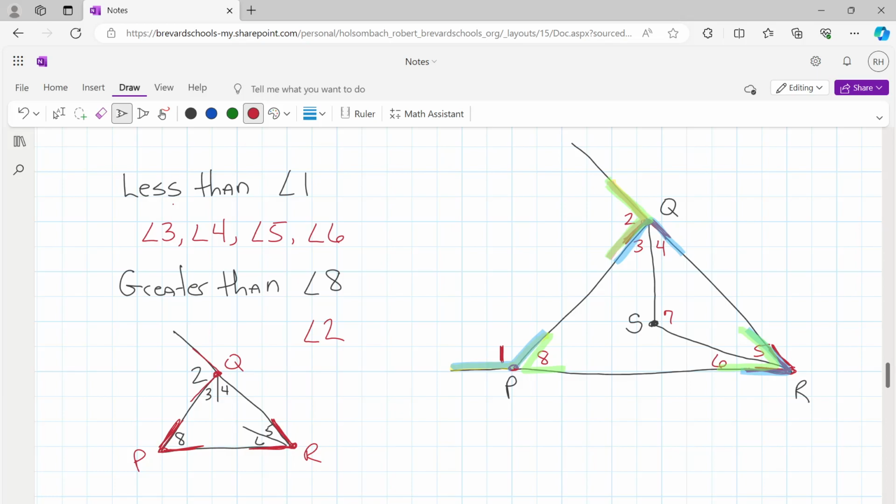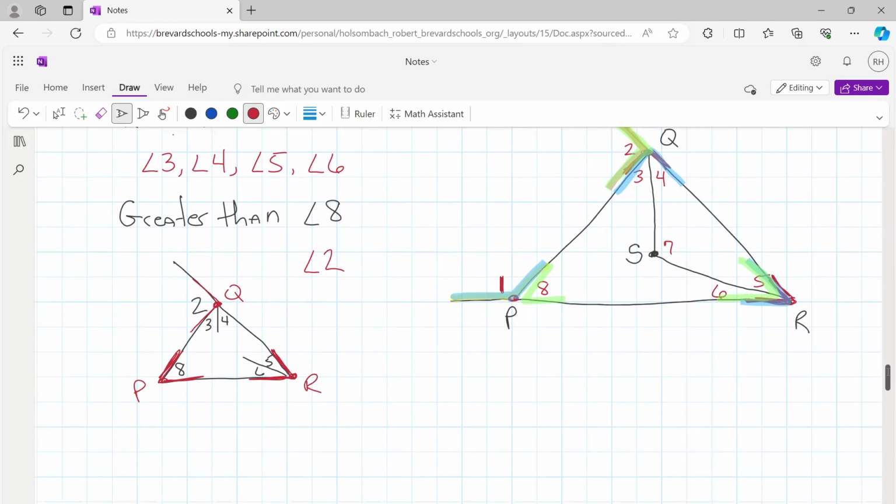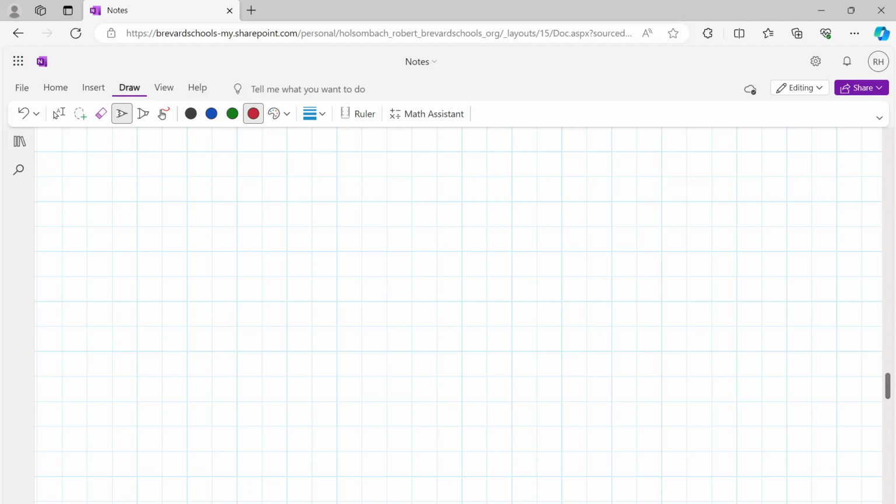So your practice for today is going to be on page 348. Problems 1 through 4. And then 8 through 13.